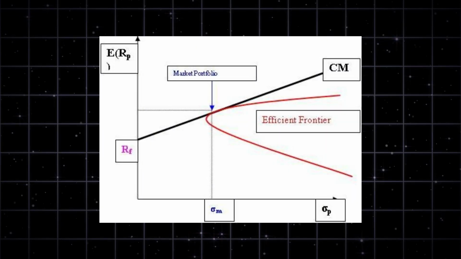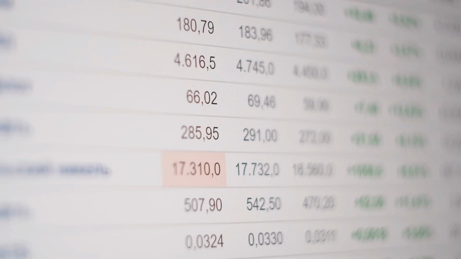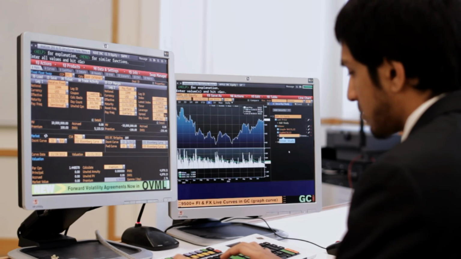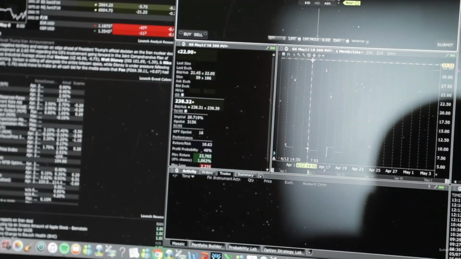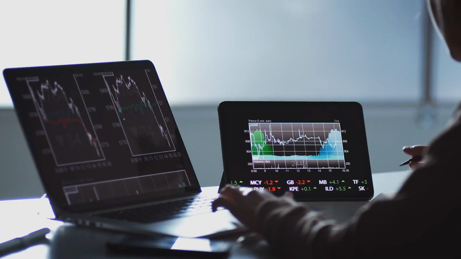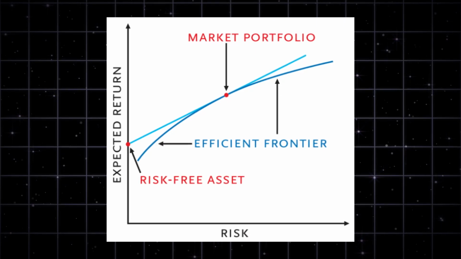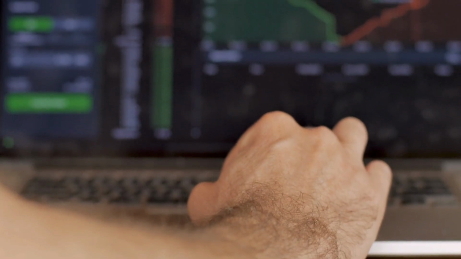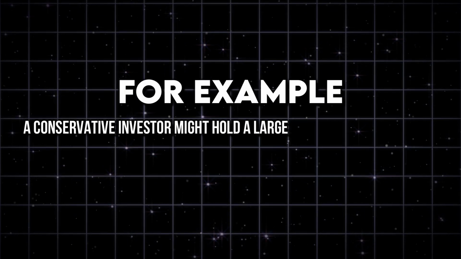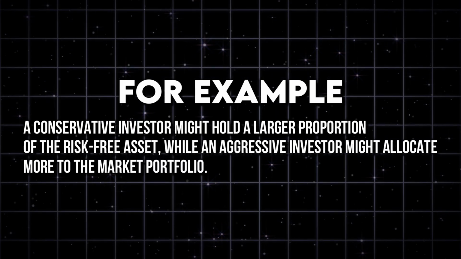The point where the CML is tangent to the efficient frontier represents the market portfolio, which is considered the optimal risky portfolio. Portfolios that lie on the capital market line offer the best possible risk-return combinations when incorporating the risk-free asset. Investment strategy. Investors can choose portfolios on the CML depending on their risk tolerance. By mixing the risk-free asset with the market portfolio, investors can adjust their overall portfolio risk while still achieving optimal returns. For example, a conservative investor might hold a larger proportion of the risk-free asset, while an aggressive investor might allocate more to the market portfolio.